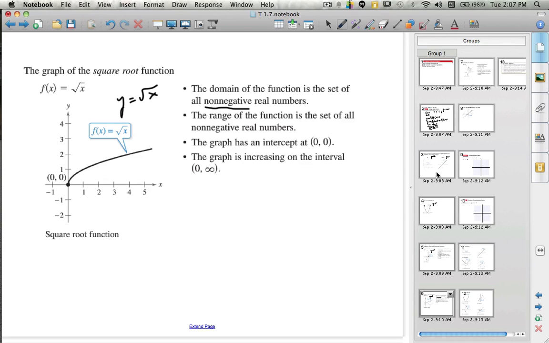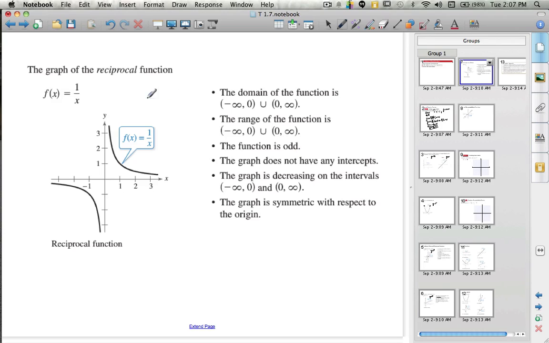These are all, by the way, what we would call parent functions. They're all in the simplest form for the type of function that they are. This is a reciprocal function. The graph is a hyperbola.